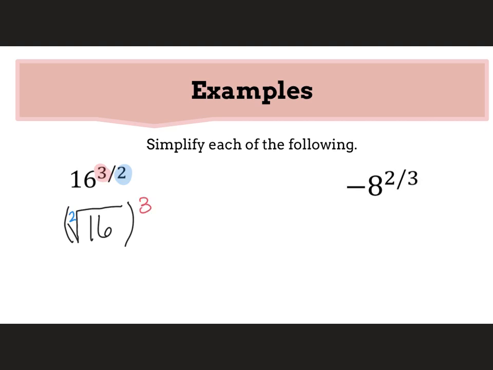After it's rewritten, we can start to simplify. So the square root of 16 is 4. 4 to the third power is 64.